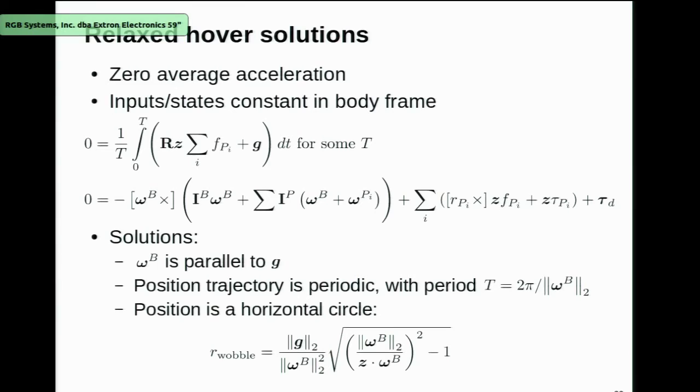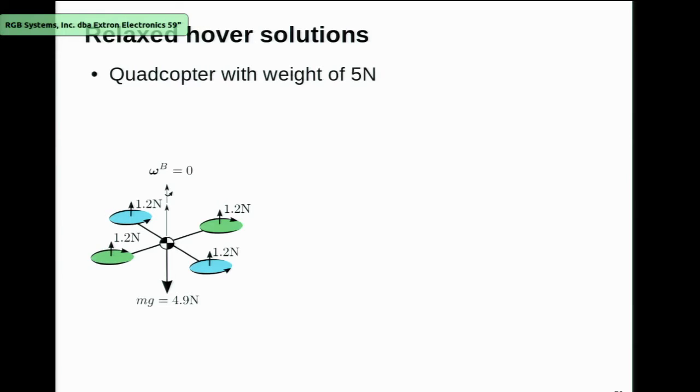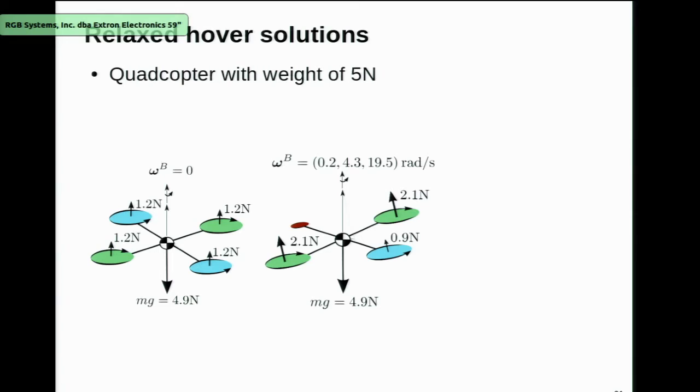So just to give you an idea of what these solutions might look like, if you take a quadcopter with a weight of 5 newtons, which is what we used in the lab, if I have four propellers, each propeller produces a quarter of the vehicle's weight, and you're at zero angular velocity. If I remove one of the propellers, the force I require goes up. This kind of makes sense. And I need to be rotating somewhat fast, so this is about 20 radians per second. But if I'm at this state, I'm at an equilibrium, so the vehicle will stay there.